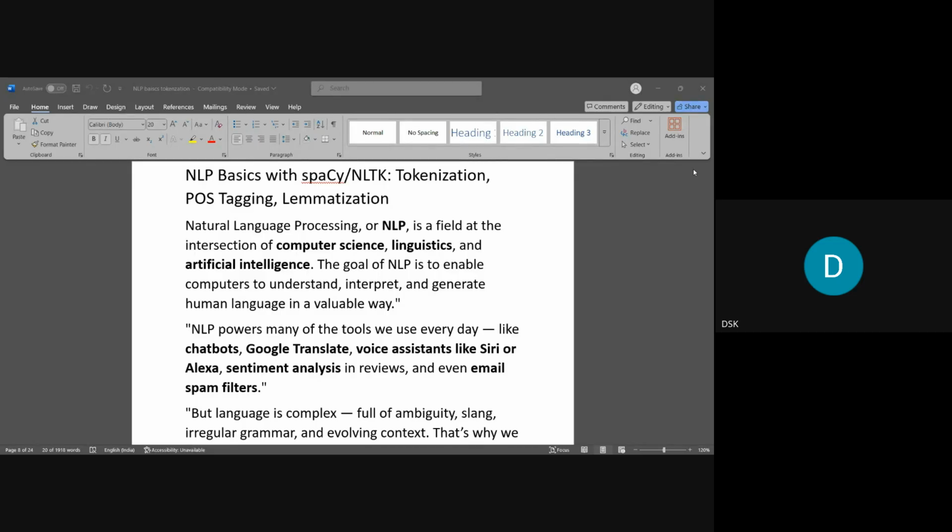So, good evening, guys. Today's topic is NLP basics with spaCy and NLTK. That would consist of tokenization, POS tagging, and lemmatization.